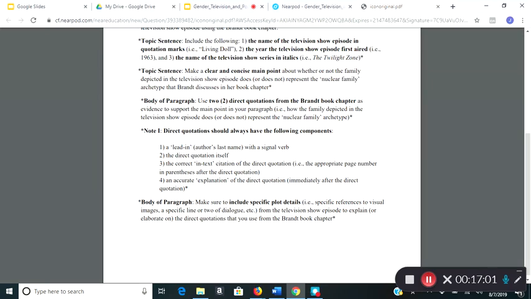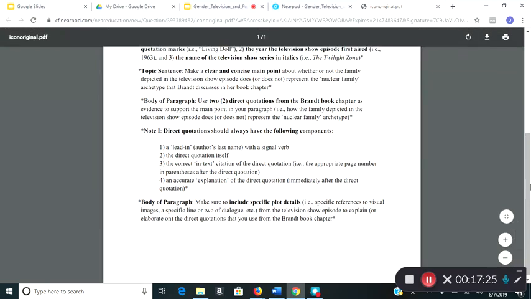So one thing that we talk about all semester is you don't want to include a direct quote and then just leave it there. That's like a hit and run quote. Whenever you cite something, you always want to follow it up. You want to explain it right away, because you can't assume that the reader understands the meaning of the quote. So we work a lot on that, like always explaining your direct quotes or elaborating on them right away.